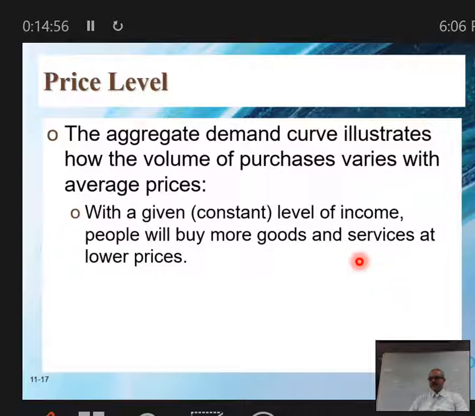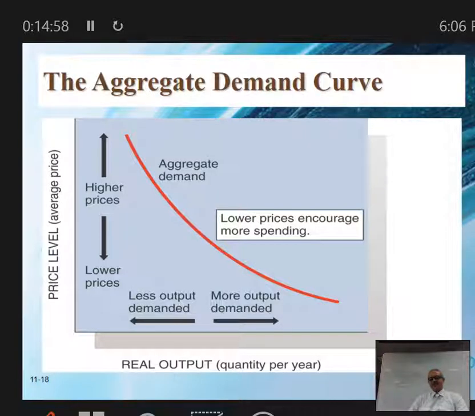Now, to clarify this idea, just look at this graph. On this graph, it shows you the aggregate demand curve. And the aggregate demand curve shows here the real output, which is GDP, quantity per year. And here we've got this price level, which is the average prices. And here we have low prices and we have high prices. And this is the aggregate demand curve. Does it remind you of anything?